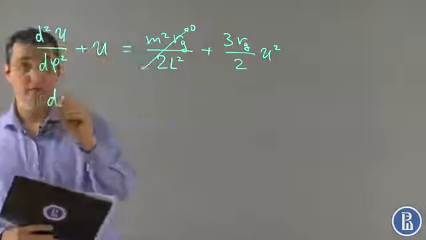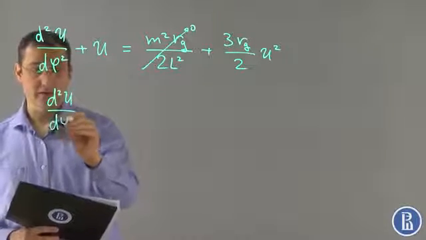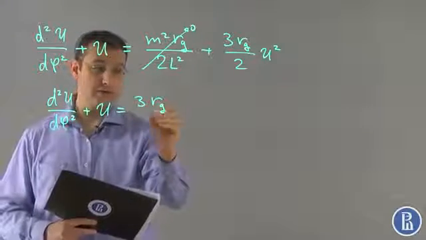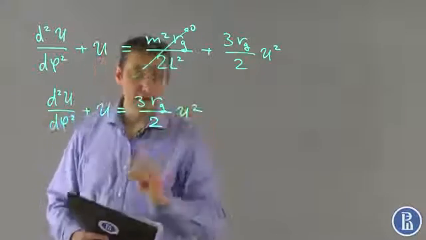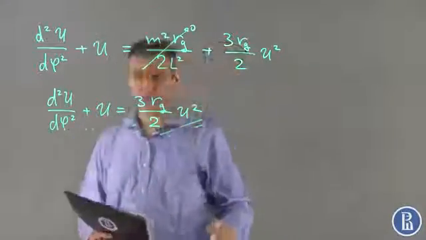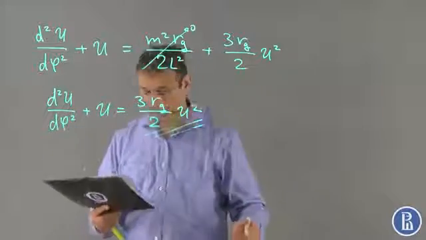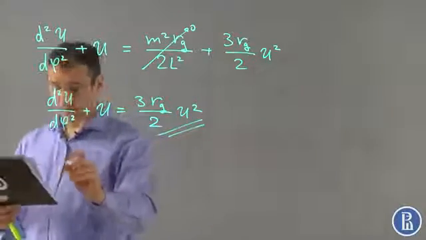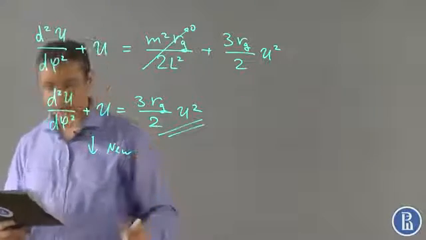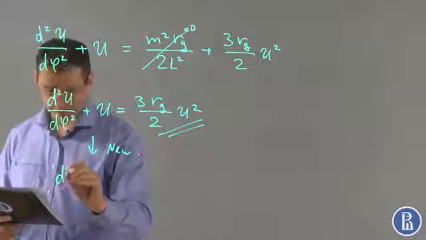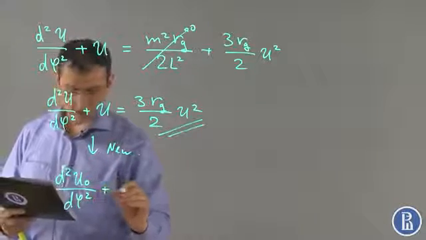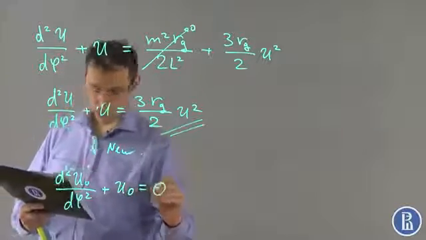d squared u over d phi squared plus u is equal to 3rg over 2u squared. Again, we consider this term as a perturbation. So in the Newtonian limit, the equation that we have is as follows: d squared u0 over d phi squared plus u0 is equal to 0.